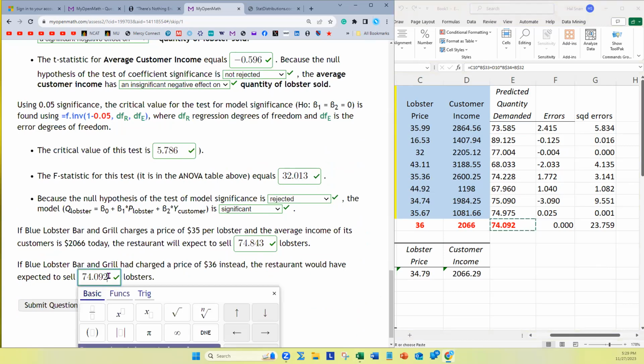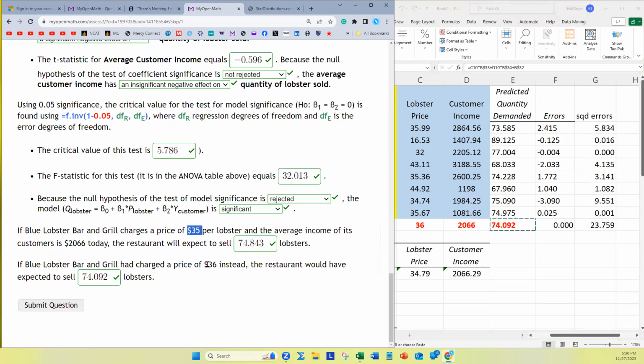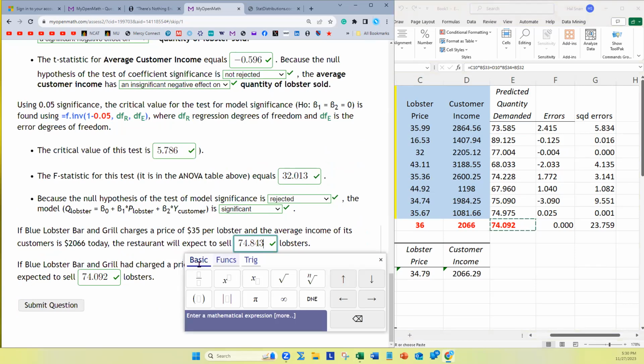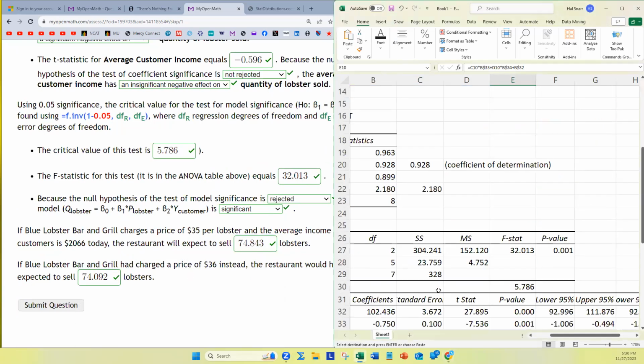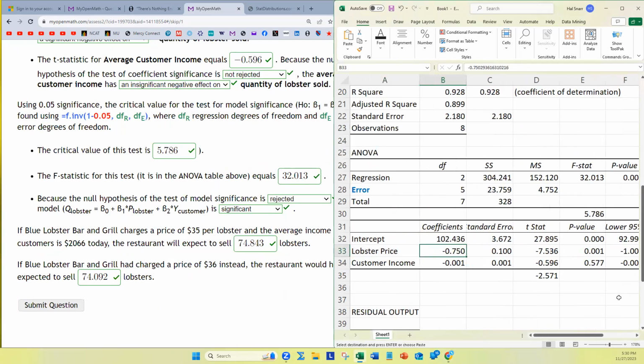Now, what is this difference equal to right here? What do you think that difference is equal to? The lobster price increased by $1, and this decreased by how much? If you calculate the difference in these two predicted values for lobsters sold, 0.75, you'll get that value, right?